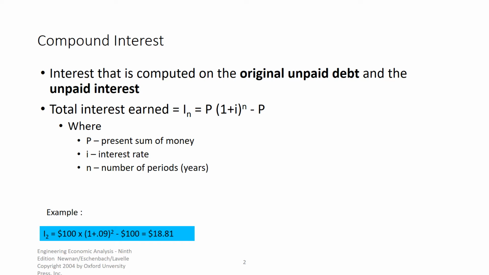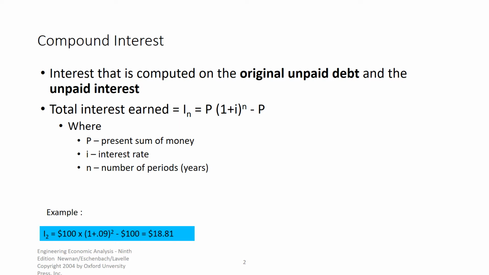The second interest that we are very passionate about, we call compound interest. What is compound interest? Compound interest is computed on the original unpaid debt and also the unpaid interest. The total interest earned is based on the present sum of money multiplied by 1 plus i to the power of n, the number of periods of years, minus the present sum of money.